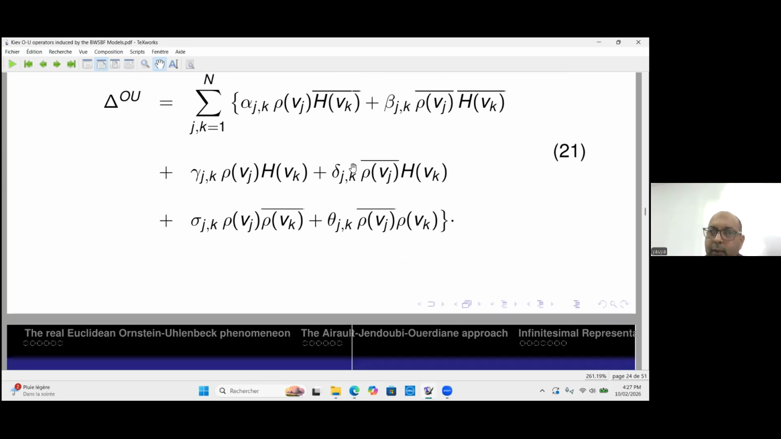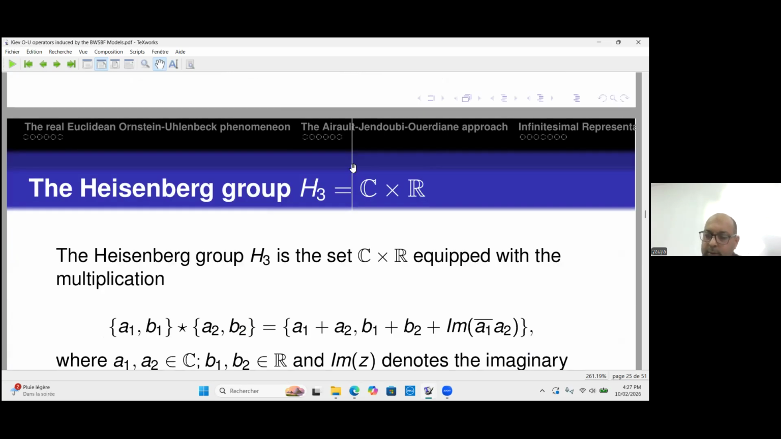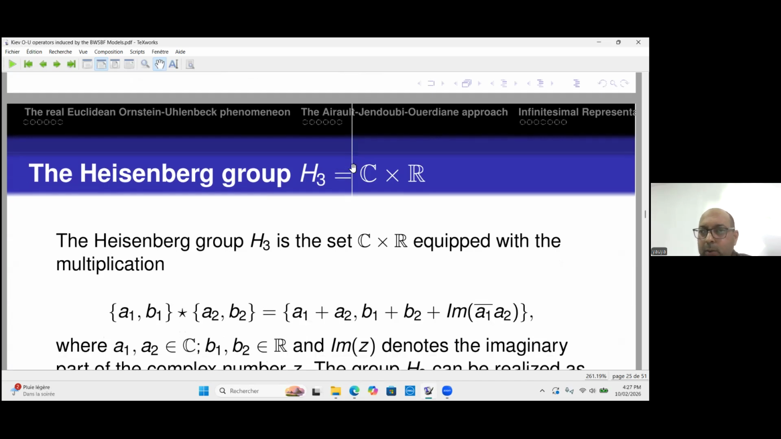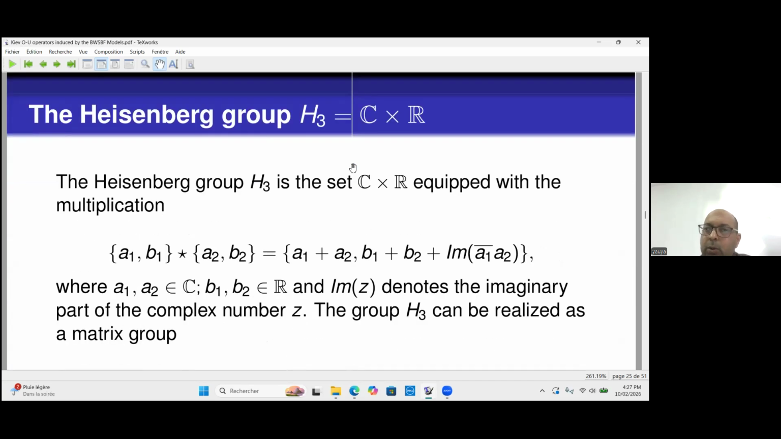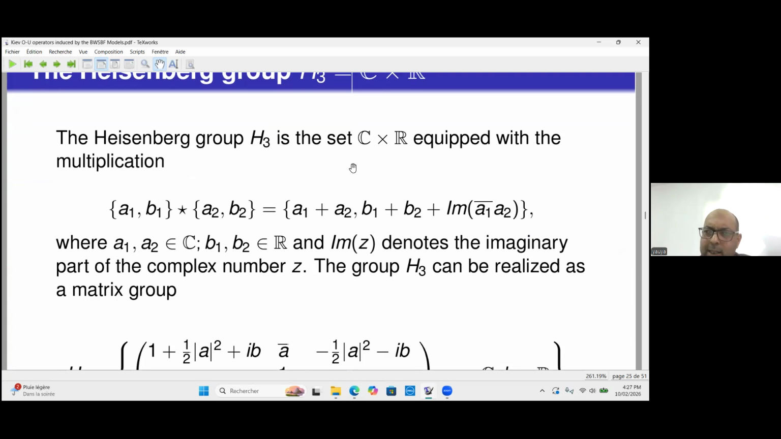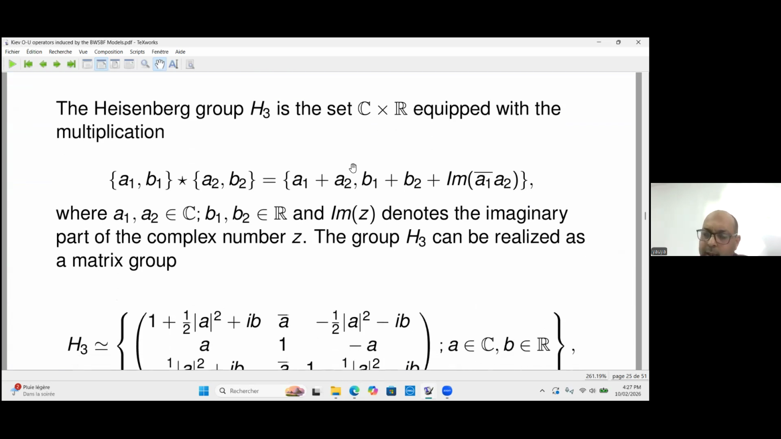And in the following, we shall give two examples. The first one is the Heisenberg group. The Heisenberg group here is C times R equipped with this law. And in the second coordinate, we have b1 + b2 + imaginary part of z1 bar z2.